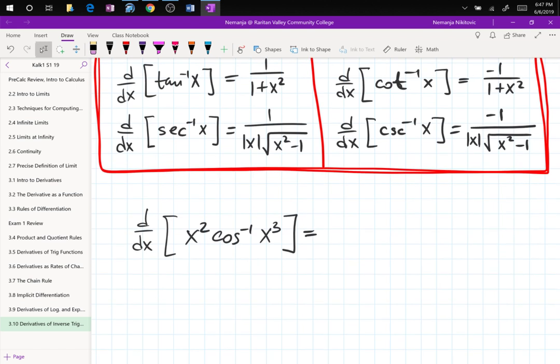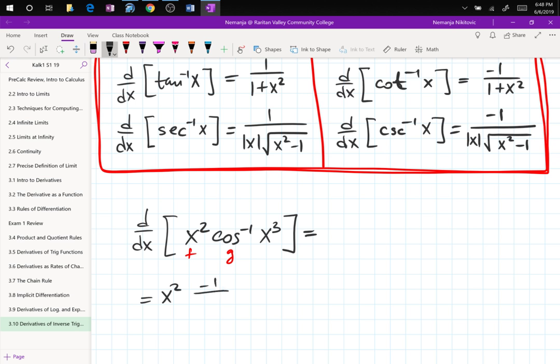So, what do we have? Well, if you look carefully at this, you have product rule. Here's your function 1, and here's the function 2. So we have our f and our g, and we do the product rule. Copy the first times derivative of the second.